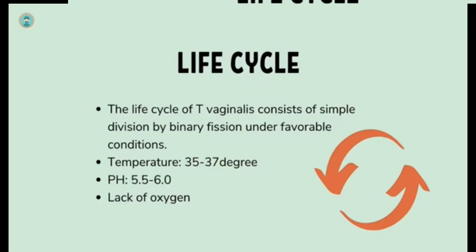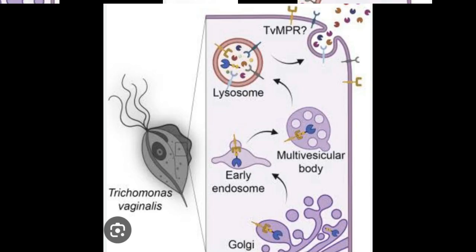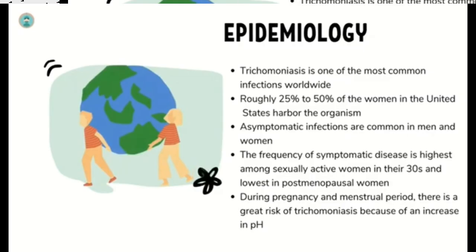Life cycle: The life cycle of T. vaginalis consists of simple division by binary fission under favorable conditions: temperature 35 to 37 degrees, pH 5.5 to 6.0, and lack of oxygen. This is how Trichomonas vaginalis acts on the human urethral cell.